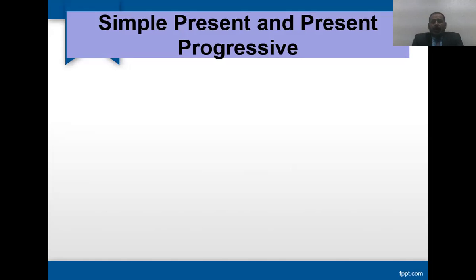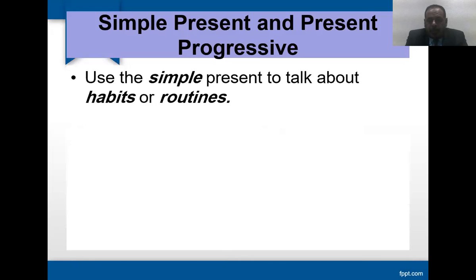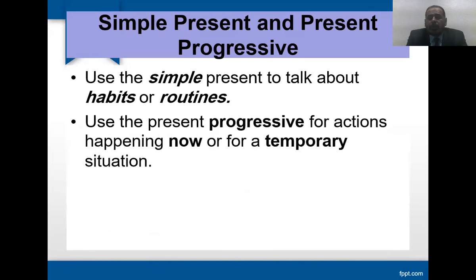Present simple and present progressive. So the present simple, as we said, is used to talk about habits or routines. But the present progressive is for actions happening now or for temporary situations. Okay, so facts are for present simple and temporary situations are for present progressive. How do we form the present progressive? The present progressive can be formed by using the verb to be, am or is or are, plus verb plus ing. Okay.